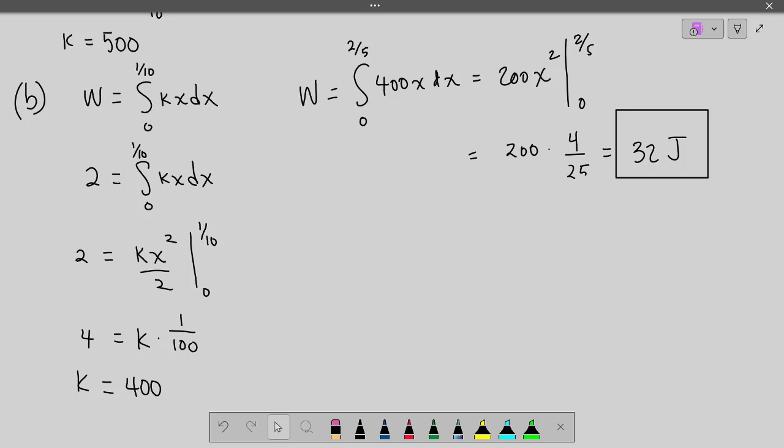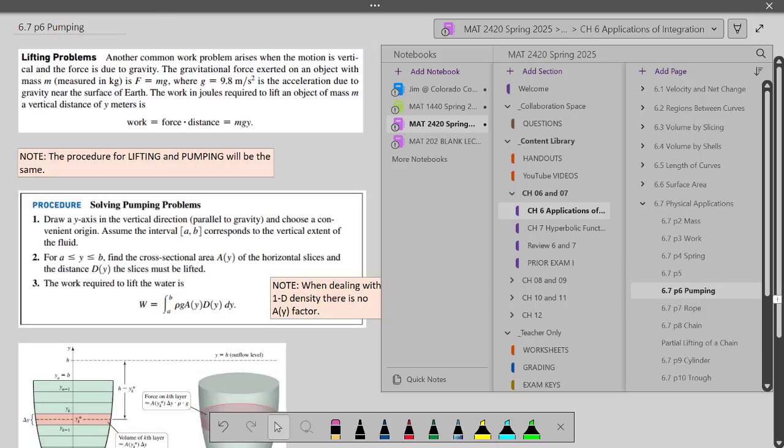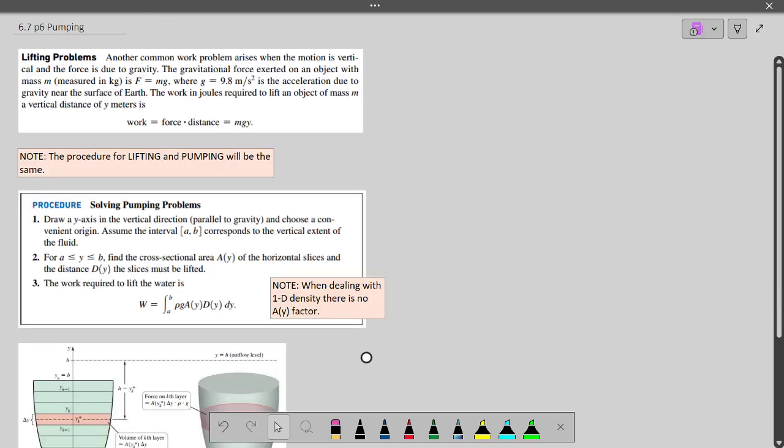All right, let's go ahead and I think we should probably take our 10-minute break right now before we start on this more complicated stuff that involves pumping and lifting and all that stuff. So let's take our 10-minute break, and then we'll get into the weeds with the harder applications.